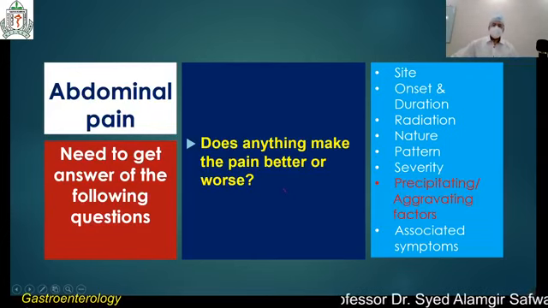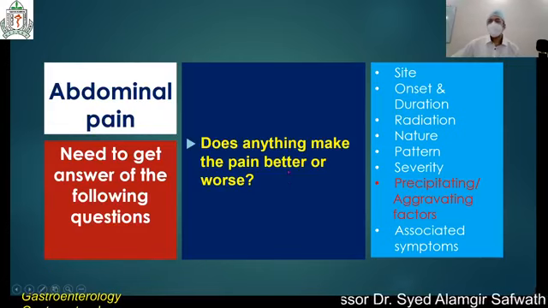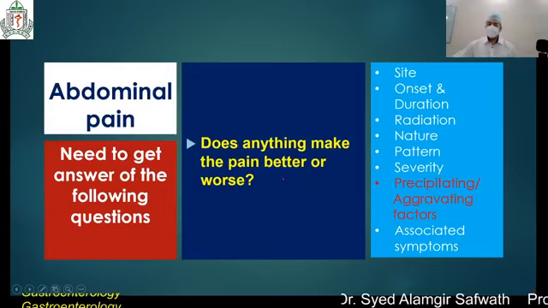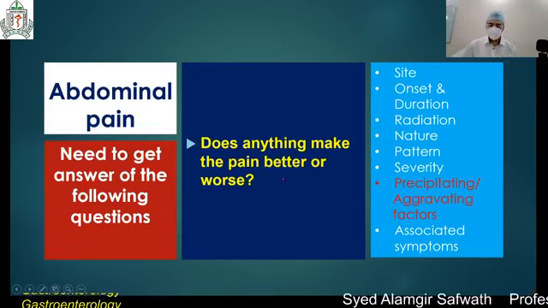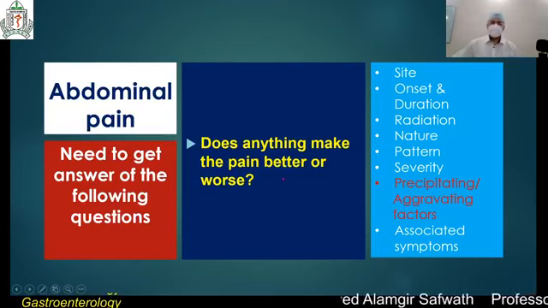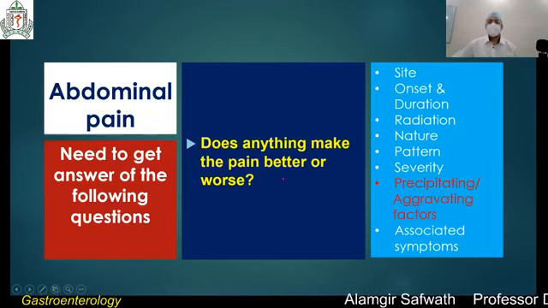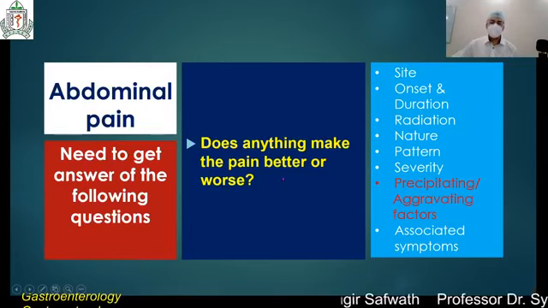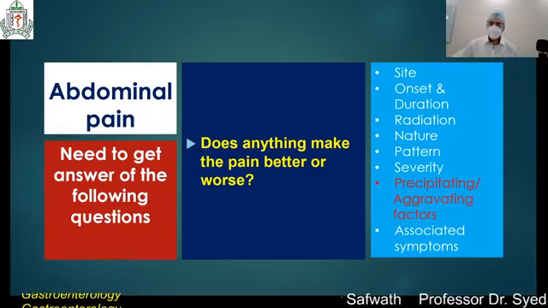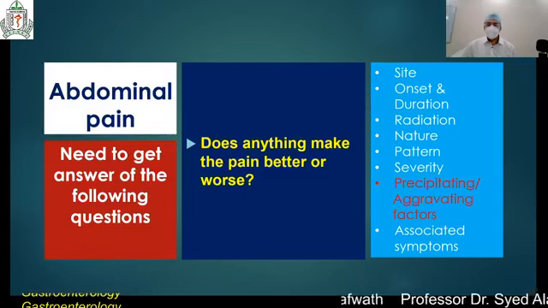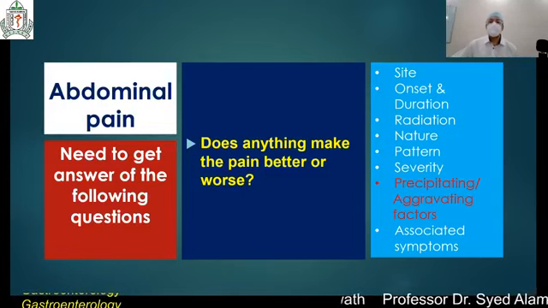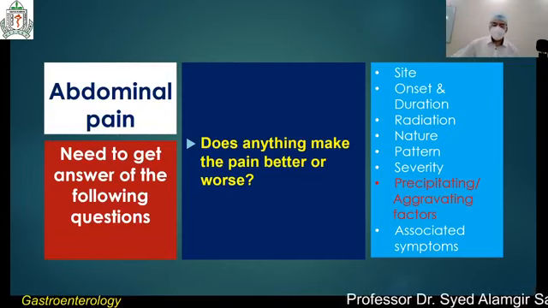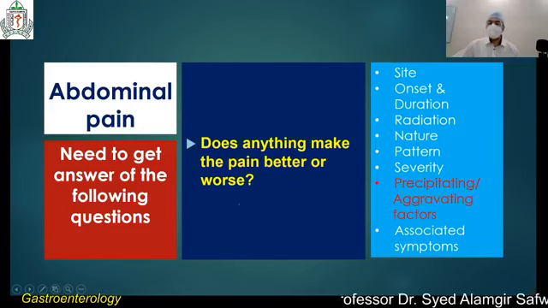Then you ask, does anything make the pain better, or does anything make the pain worse? Obviously, these are the precipitating and aggravating factors. In case of cholecystitis, you'll find that fatty food increases the pain. In case of pancreatitis, fatty food and protein-rich food increase the pain. In gastric ulcer disease, the patient will say that pain increases after taking a meal. But in case of duodenal ulcer, the patient will say that my pain is relieved after taking food.